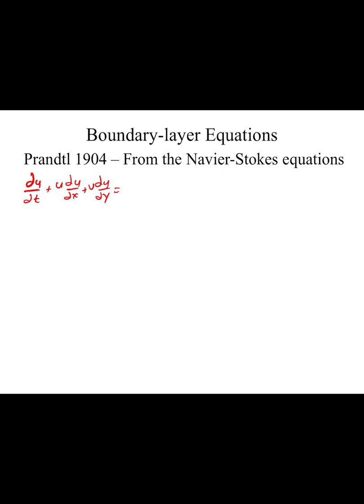So we have our unsteady term here on the left. We have our advection or convection terms, and then we have minus 1 over rho dp dx, so that's pressure, plus nu times d squared u dx squared plus d squared u dy squared. So this is the x component of our momentum equation.